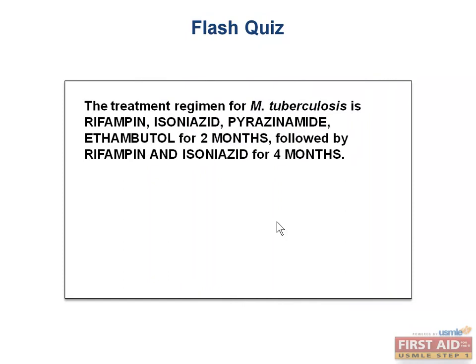Great, I'm so glad that you know the answer. The treatment regimen for Mycobacterium tuberculosis is rifampin, isoniazid, pyrazinamide, and ethambutol for 2 months, followed by just rifampin and isoniazid for 4 months. Remember the mnemonic, 4 drugs for 2 months and then 2 drugs for 4 months, and those 2 drugs are the first 2 of the letter RIPE.